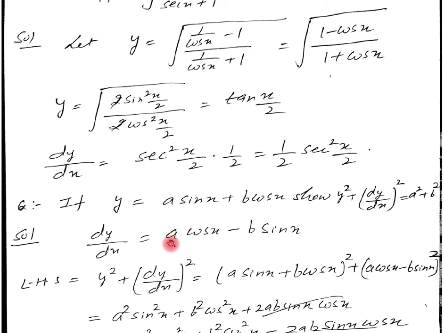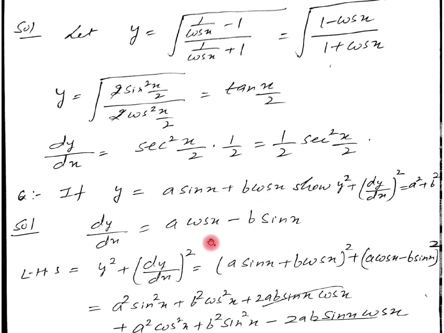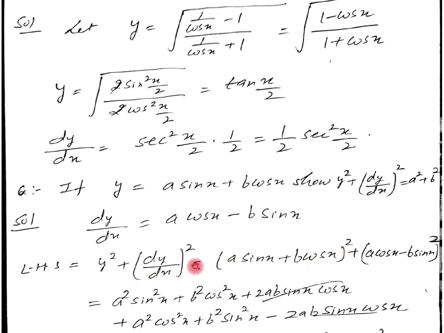A constant term as it is. The derivative of sin x is cos x, plus b as it is. The derivative of cos x is minus sin x. Therefore it becomes a cos x minus b sin x. Now putting this value in the expression that we have to prove. First putting the value of y. Y is what? A sin x plus b cos x. Now putting the value here in a sin x plus b cos x whole square. Then putting the value of dy by dx, a cos x minus b sin x whole square.